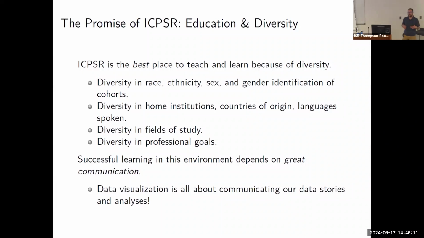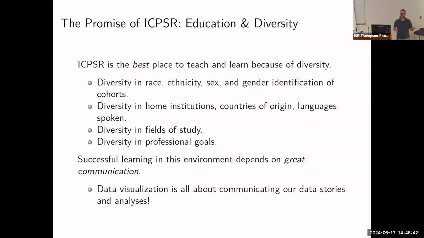I would say that I learned how to teach at ICPSR. The reason why I would say that is because the ICPSR community is so diverse. And I don't need to go over all the dimensions. As you get to know everybody over the course of the workshop, you'll see exactly how diverse everybody is from backgrounds, origins, professional goals, other demographic characteristics, right? And so learning how to communicate effectively is really, really important in that context.